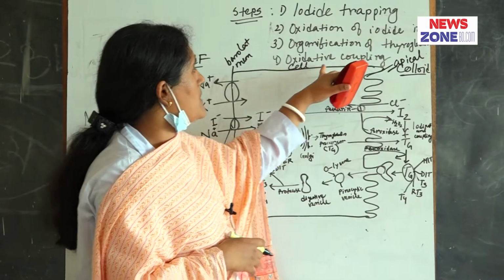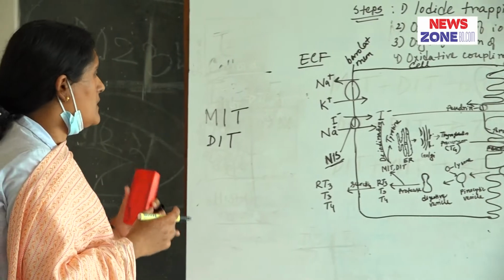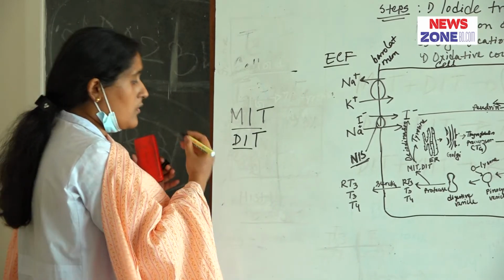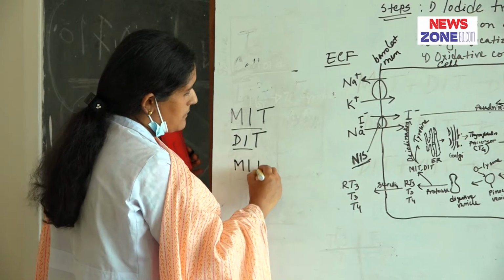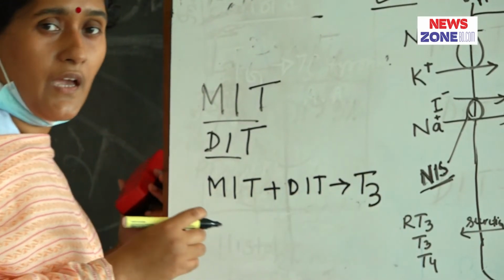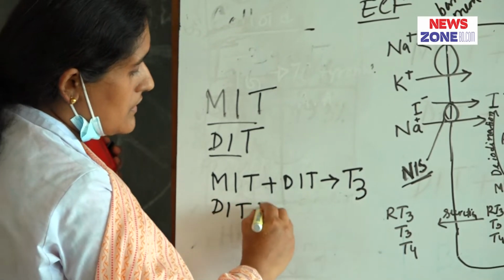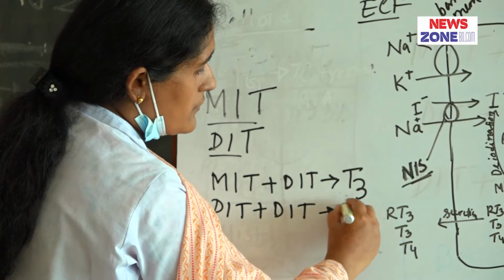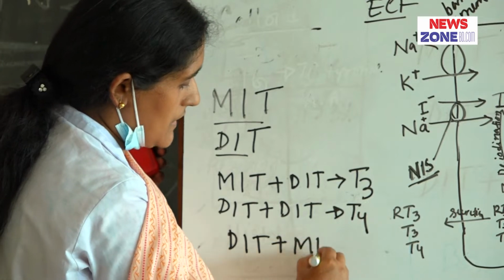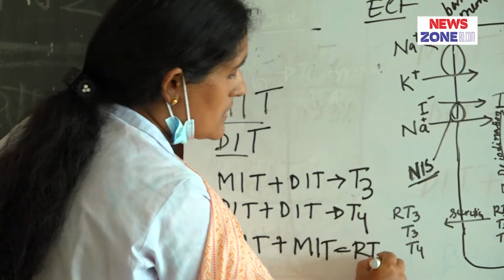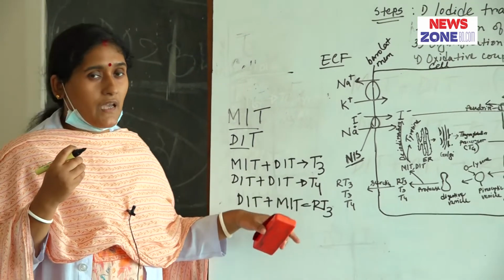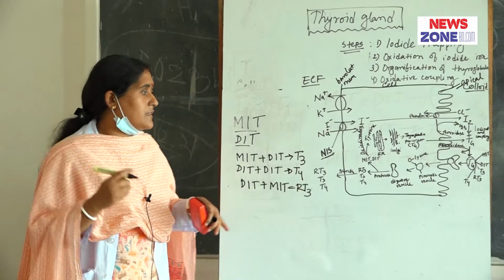Then the number 4 step is oxidative coupling. Oxidative coupling means MIT and DIT couple with each other. In the oxidative coupling stage, when MIT couples with DIT, T3, that is triiodothyronine, is formed. When DIT couples with DIT, T4, that is thyroxine, is formed. When DIT couples with MIT, reverse T3 is formed. Ultimately, oxidative coupling forms the thyroid hormones T3, T4 and reverse T3.